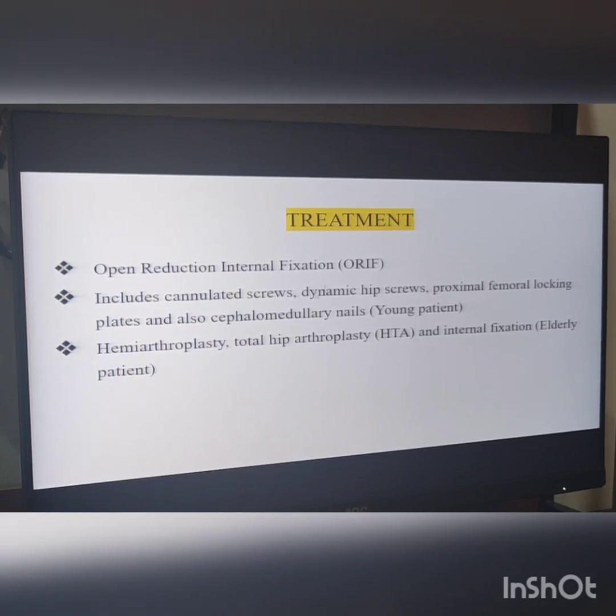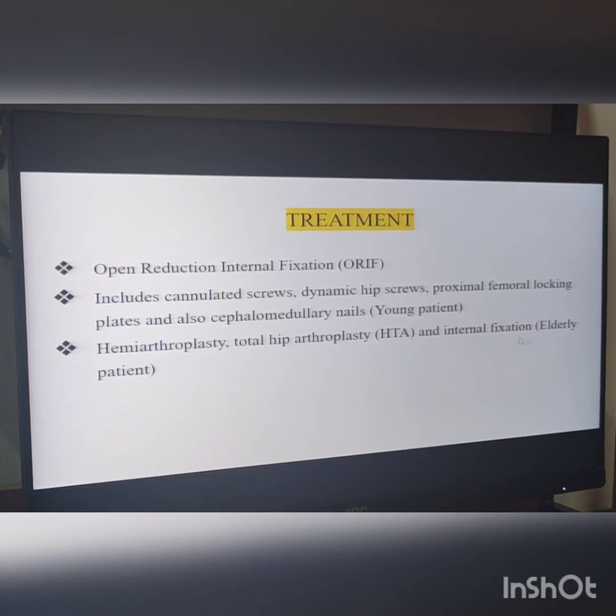How about the treatment? For the neck of femur, we suggest open reduction internal fixation, or we call ORIF. ORIF includes cannulated screw, dynamic hip screws, proximal femoral locking plates and also cephalomedullary nails. This is for the young patient with neck of femur fracture. Not only elderly patients will get neck of femur fracture. With high impact like motor vehicle accident or fall from heights, they can get a fracture also.